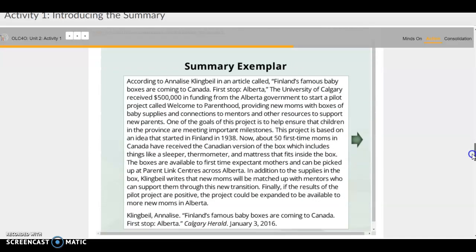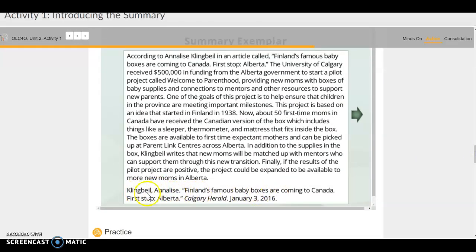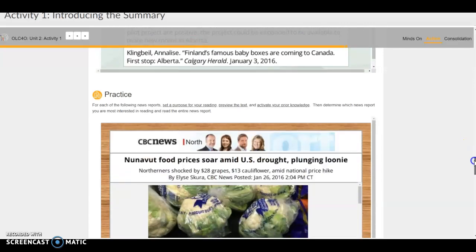Okay, you'll notice at the ending of the summary is a citation. So it's got the author's last name and first name. It's got the title of the news report. It's got the publication, so it was published in the Calgary Herald newspaper, and it's got the date. You'll be expected to put a citation for whatever it is that you've summarized after your summary. So again, use this as your exemplar, as your example when you write your own summaries. Okay? If we continue on, we'll move on to doing exactly that.